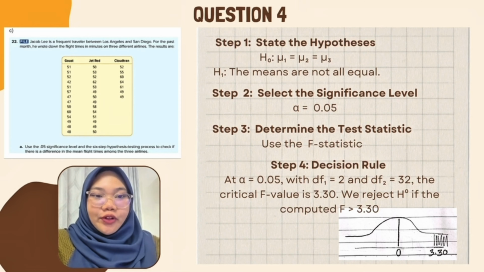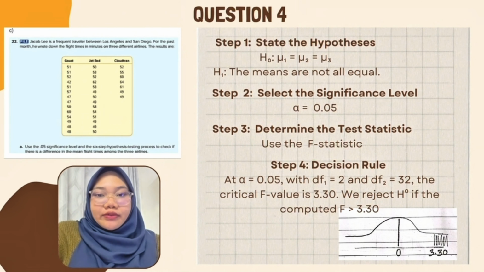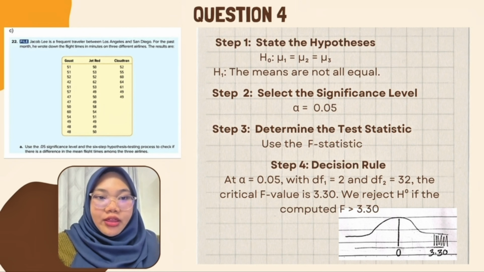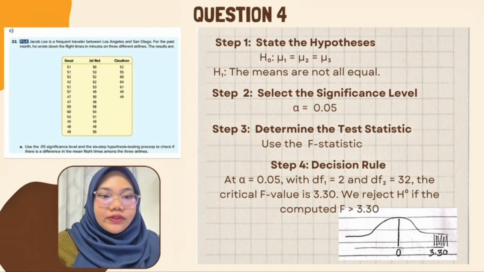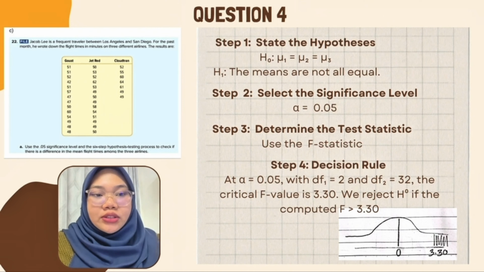So I'll be explaining question 4 now. Question 4 is about Jacob Lee, a frequent traveler between Los Angeles and San Diego. For the past month, he wrote down his flight times in minutes on 3 different airlines. The results are for when he used Ghost, JetRed, and Cloud Train.